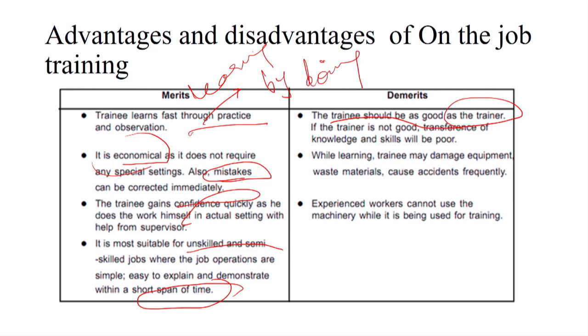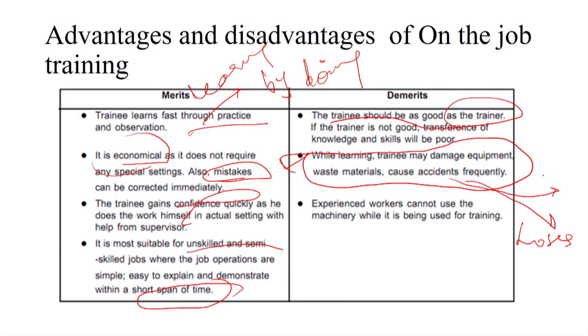Then, another demerit is that while learning, the trainee may damage equipment, waste material or cause an accident. Now, this is again a very important part. Why? Because they are novices. They are not that experienced. Had they been that experienced, they wouldn't have been there for training. So, definitely there can be some kind of loss that has to be borne by the management in terms of loss of material, in the form of equipment, because people are not experienced, there may be accidents, and accidents have their own disadvantages.